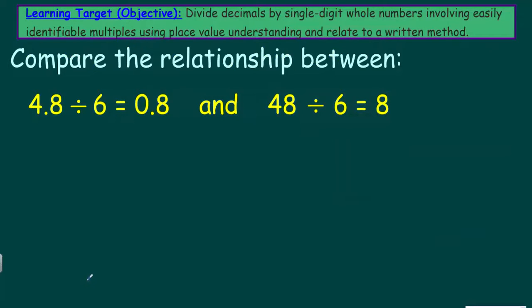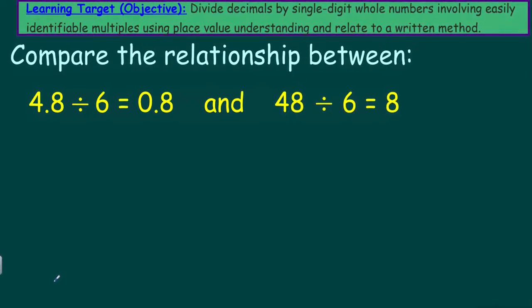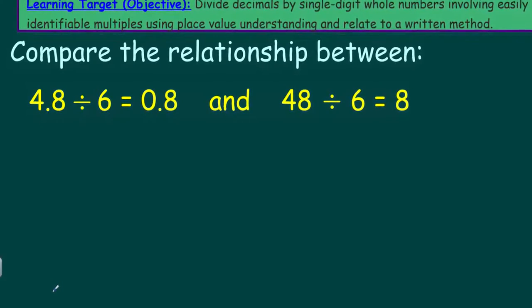We have compare the relationship between. And what do we have here? We have 4 and 8 tenths divided by 6 is equal to 8 tenths. And then we have 48 divided by 6 equals 8.